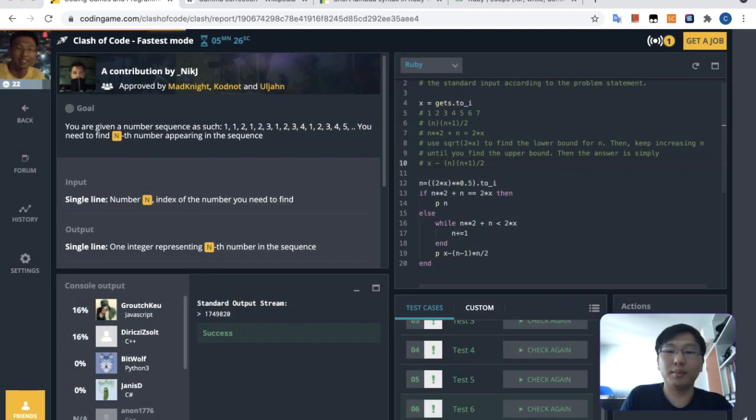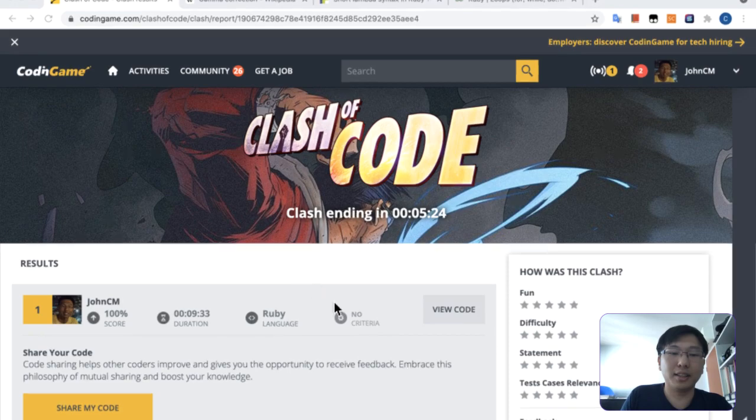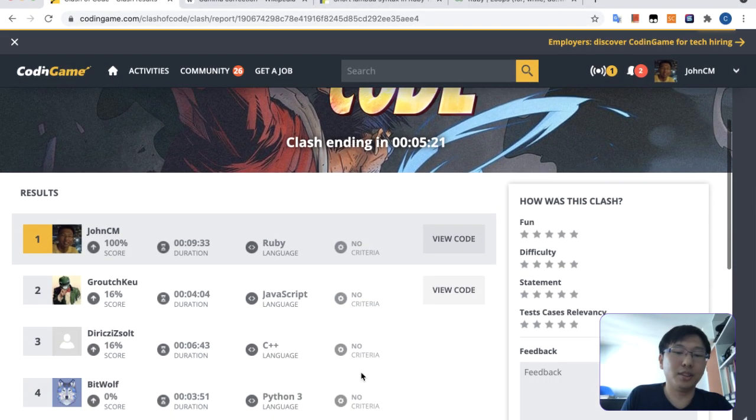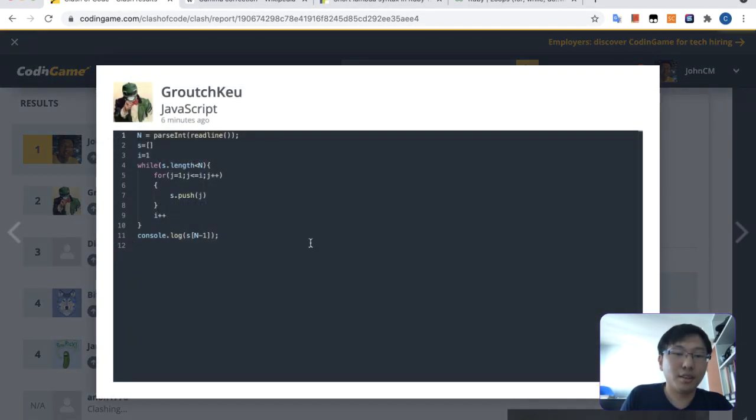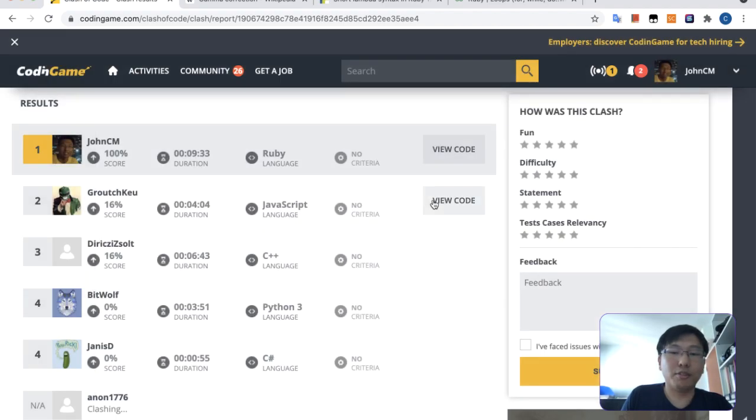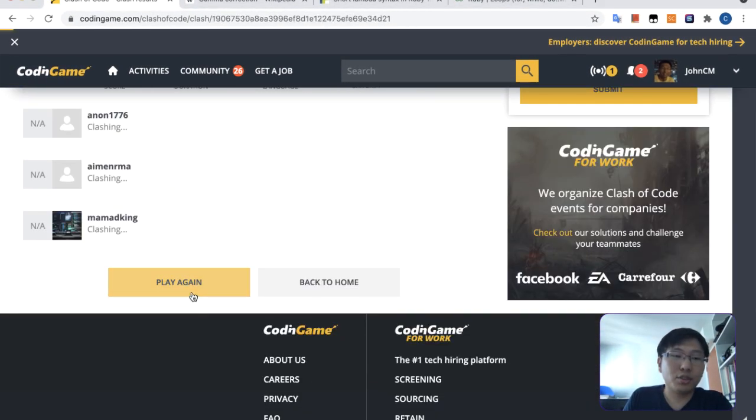Okay, so this is a math problem. I'm just putting my comments there so that other people can see it. It's a math problem. If you were to do a pure for loop, it will surely run out of time. So you can see that he only solved 16% of the cases. That was quite a cool problem. Let's try again.